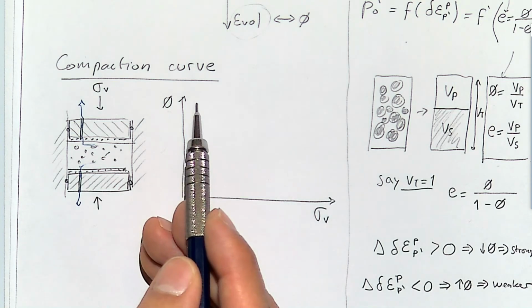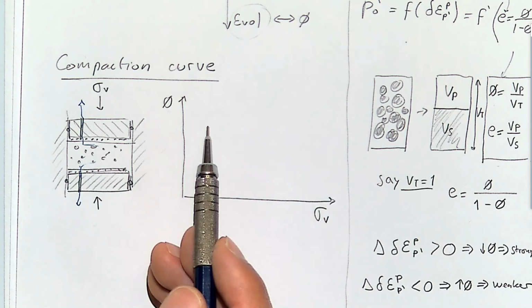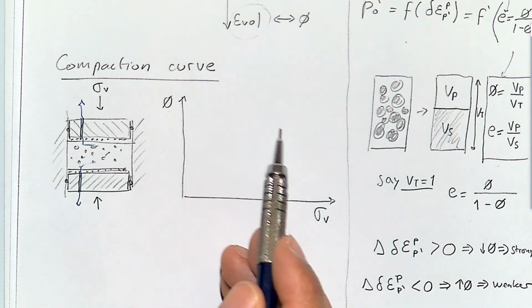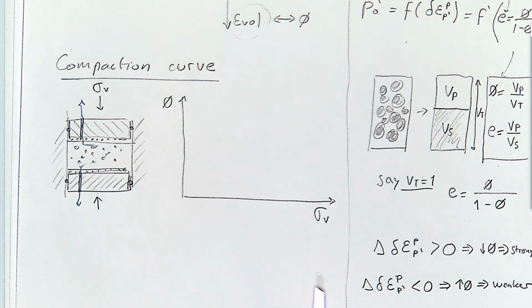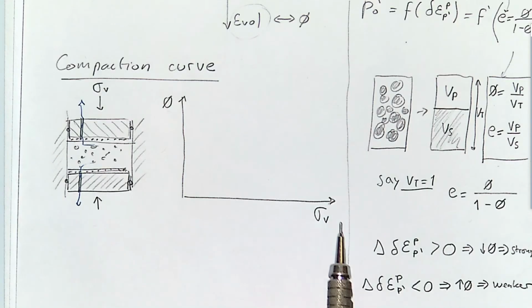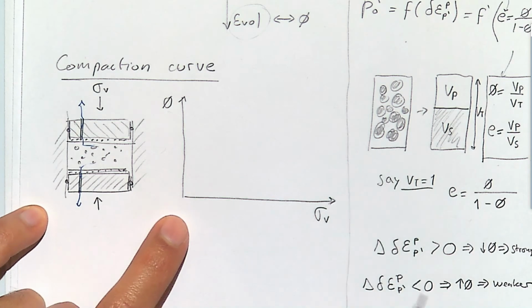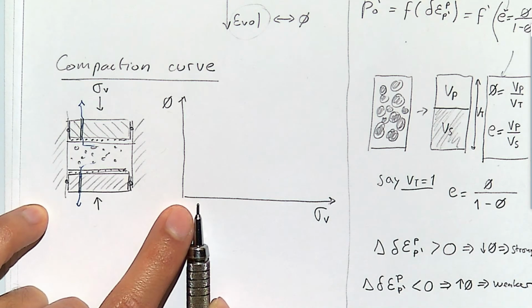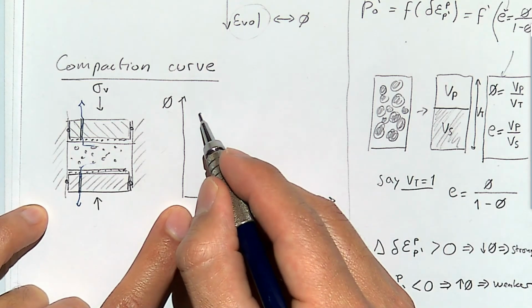Do you think this is going to be a linear function or a non-linear function? Is it going to be concave or convex? Let's assume these are linear axes. Let's think about a mud, mostly made out of clay, maybe some silt particles. At very small effective stress, you're going to have high porosity.